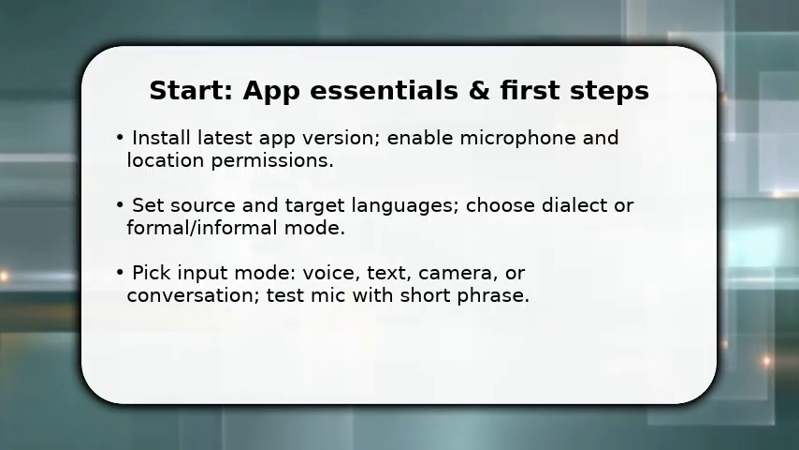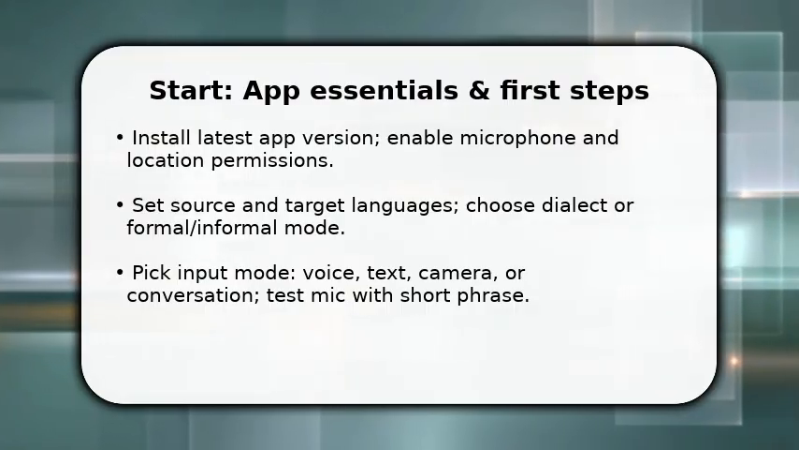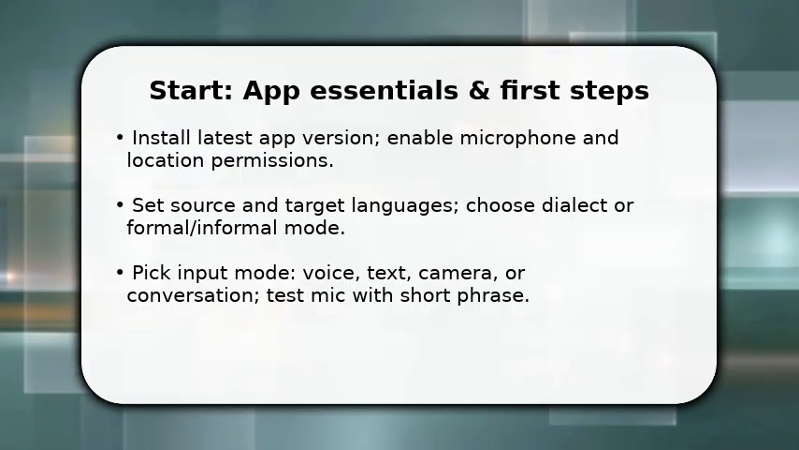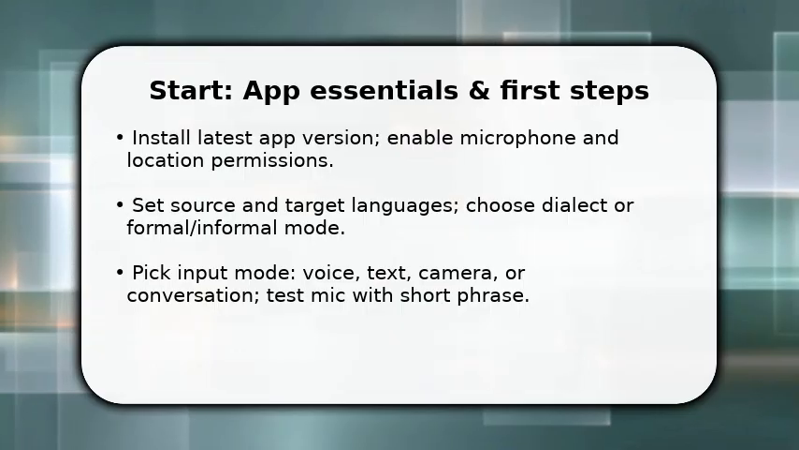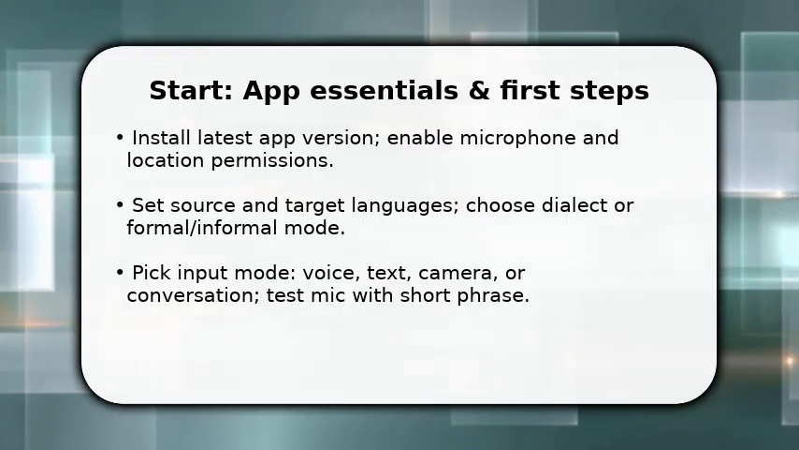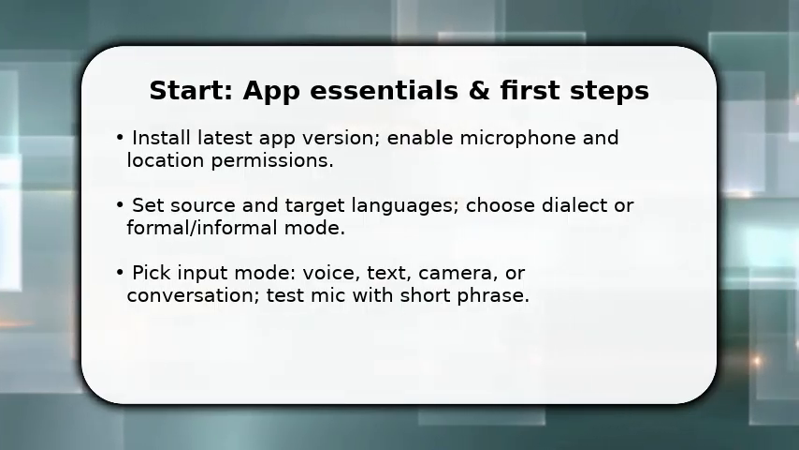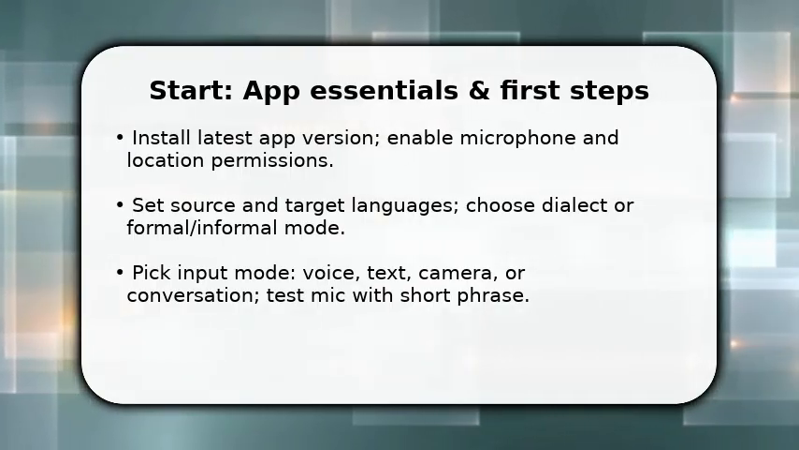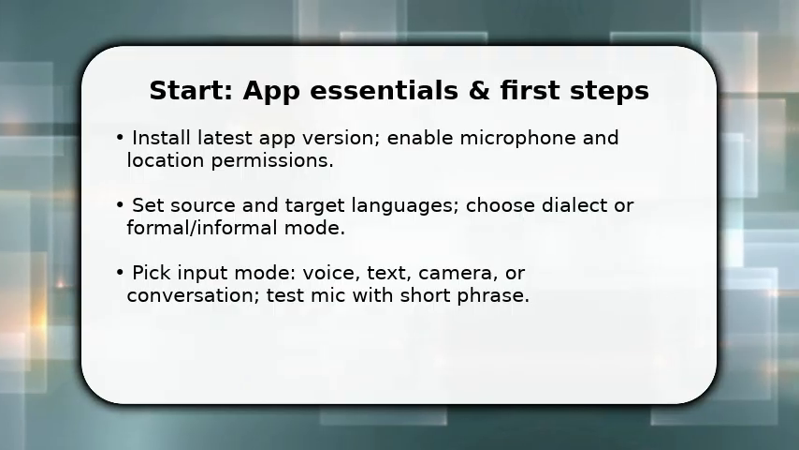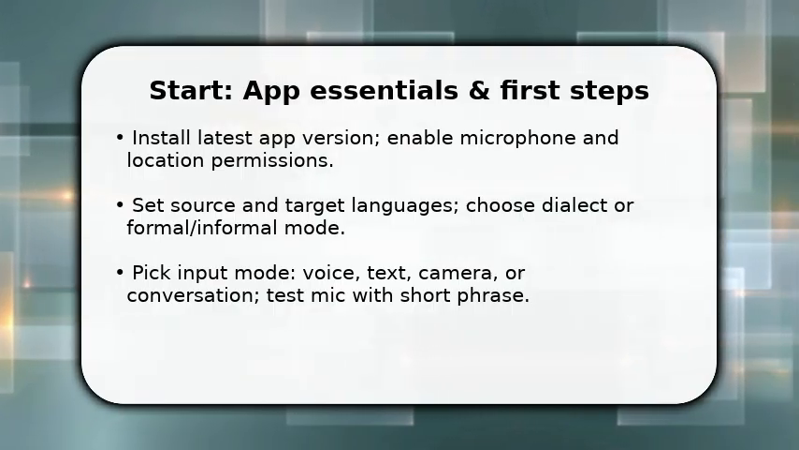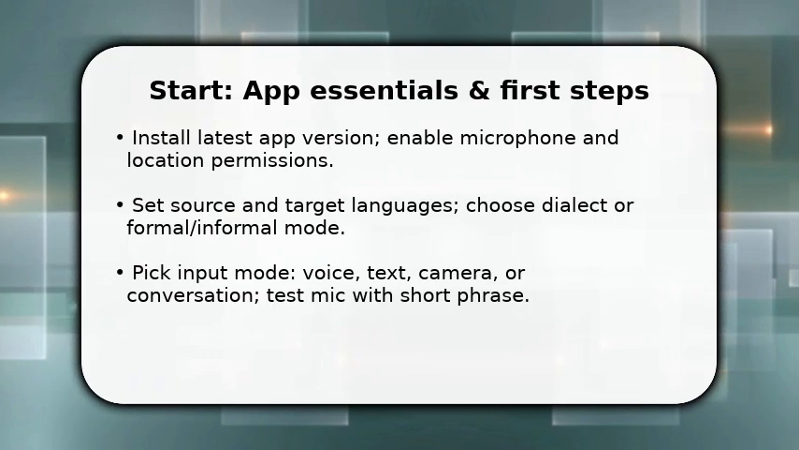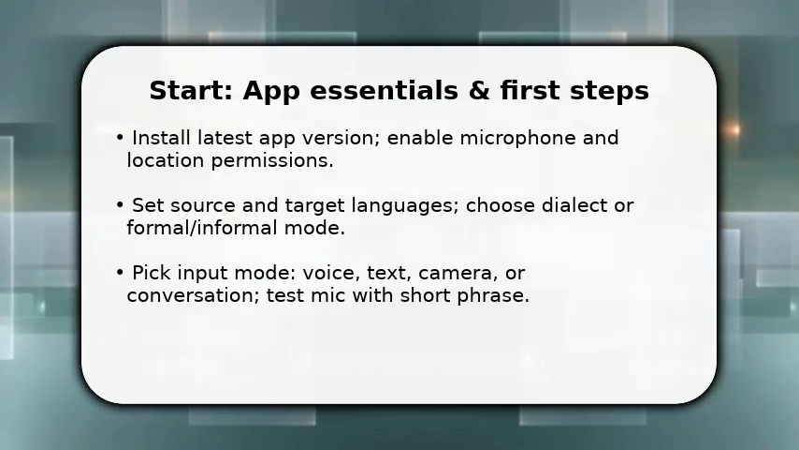You begin by opening the updated Translator app and granting microphone and camera access so features work. Tap source and target languages and select dialect when available. This improves accuracy. Once done, pick input mode, voice, text, camera, or conversation, and speak a short test phrase to confirm levels and background noise handling. Make sure to switch noise suppression on if present. Doing these first steps sets the app up for reliable translations and faster workflows.